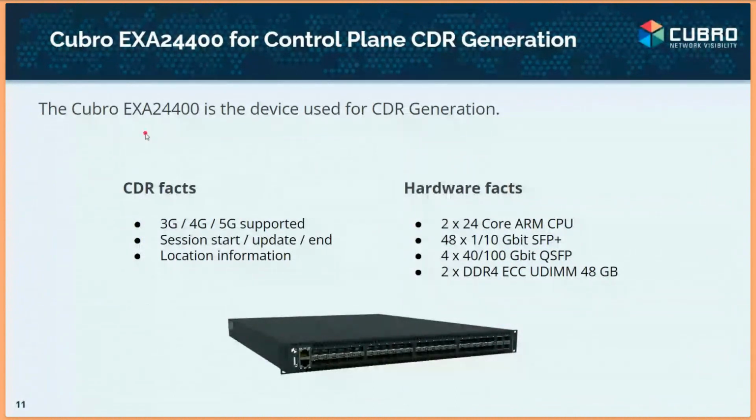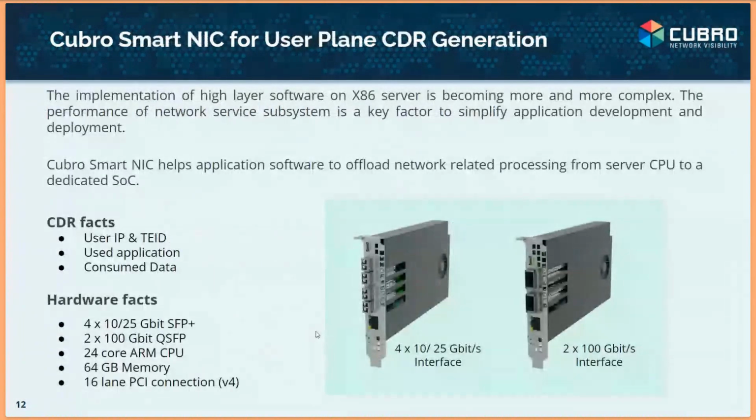We have here our box, the EXA24400. This is doing the control plane CDR generation. So it has a protocol decoder and will decode the 3G, 4G, and 5G protocols. And we generate out of that information like session has started, what was the user IP address at this moment, the location information, all of that will be packed in one record and sent to this server. Similar thing is done on the user plane side.